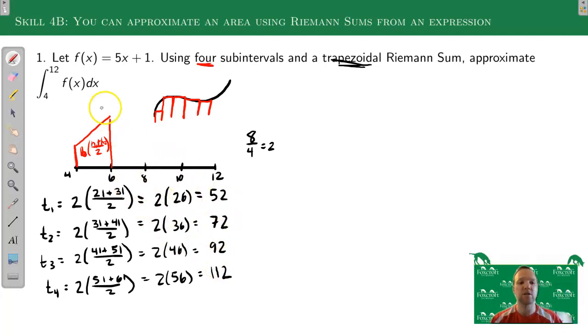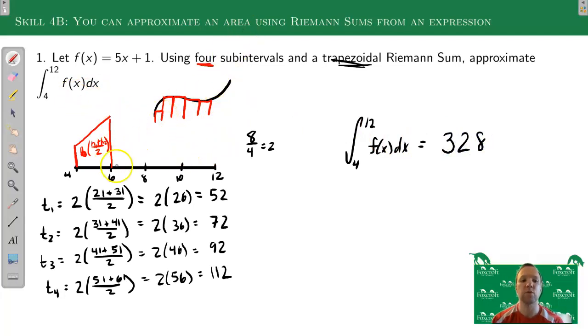And now my final answer, my approximation, is adding all these together. So my approximation for this integral, let's see, so we have 52 plus 72 plus 92 plus 112. And that gives me 328. All right, so that's my approximation for the area that I'm trying to find.